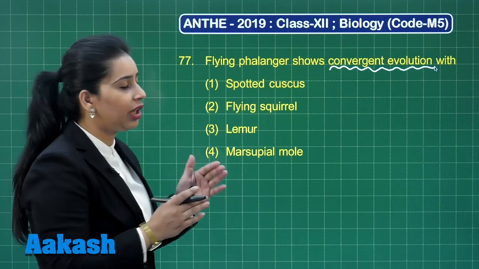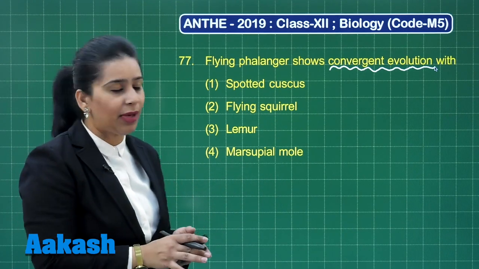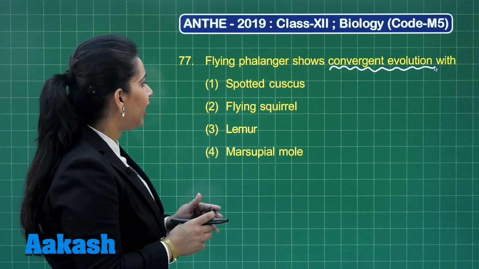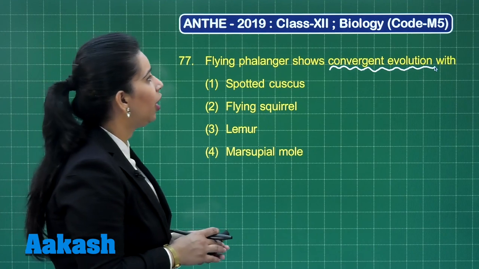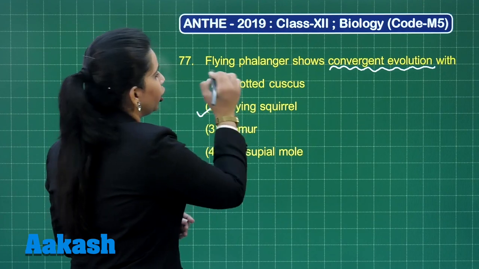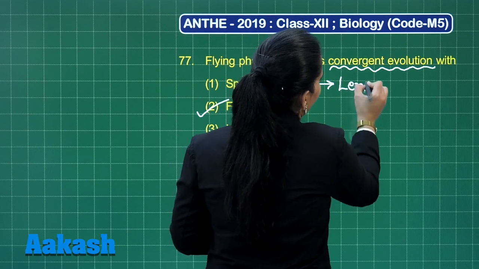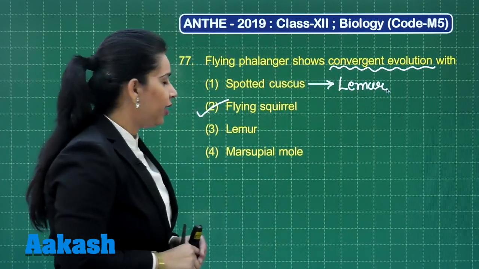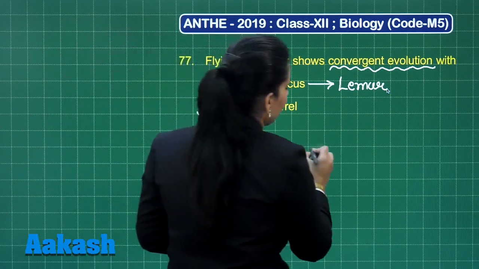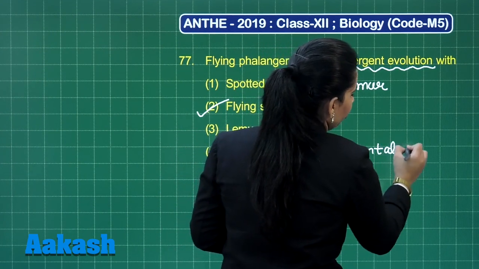Now, convergent evolution is found in the Australian or marsupial mammals and the placental mammals. So, here are a few examples also. The first is spotted cuscus, second is flying squirrel, third lemur, fourth marsupial mole. So, flying phalanger shows convergent evolution with flying squirrel. While the spotted cuscus shows convergent evolution or parallel evolution with lemur. So, option number 3 again comes for this spotted cuscus, while the fourth, marsupial mole, shows convergent evolution with placental mole.